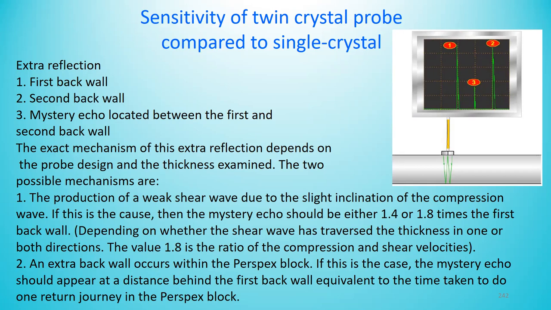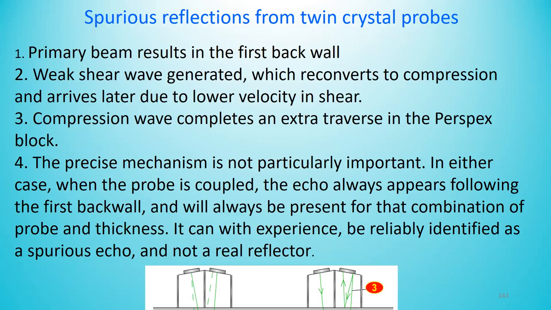In this case, the mystery echo should appear at a distance behind the first backwall equivalent to the time taken to do one return journey in the perspex block. The primary beam results in the first backwall because a weak shear wave is generated, which converts to compression and arrives later due to the lower velocity of shear. Compression waves complete an extra traverse in the perspex block.